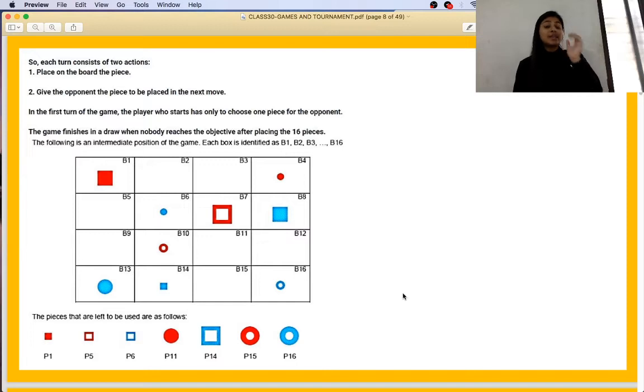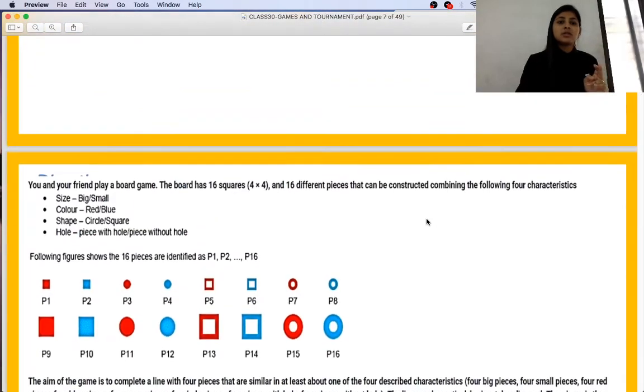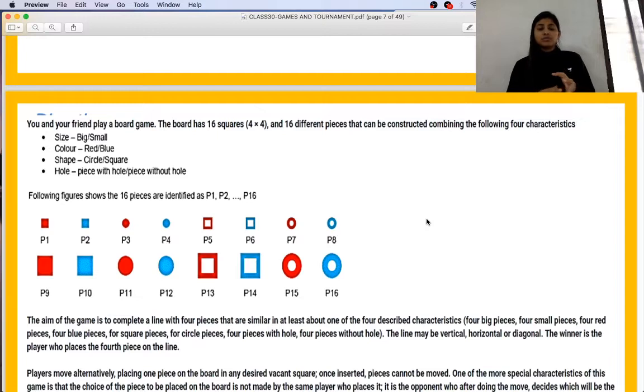And how do you win the game? You win the game if in any row or column you are the last one to place a piece such that in that row you have either all small pieces, all big pieces, all square, all circle, all pieces with hole, all pieces without hole, or what are the other characteristics? All red or all blue. Okay, only any one character out of these 8 should be the same for the entire row or column, only then will you win.